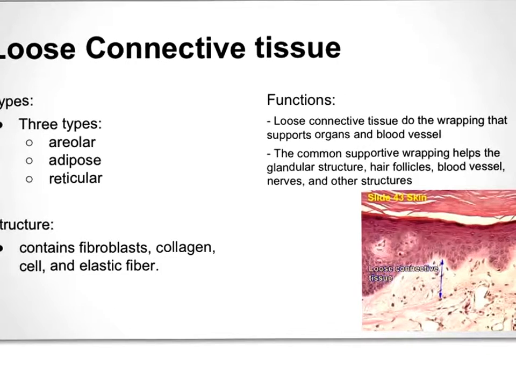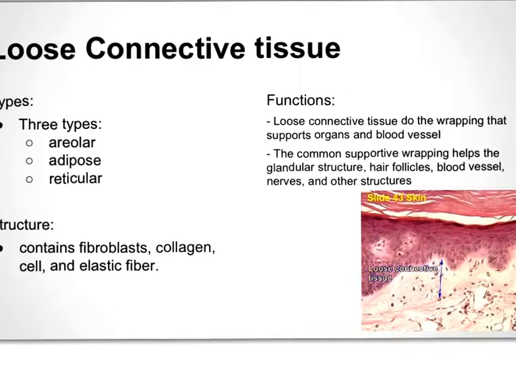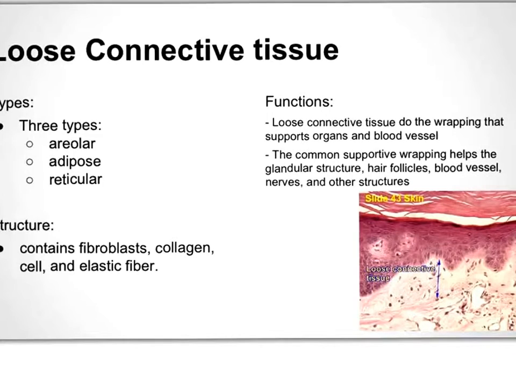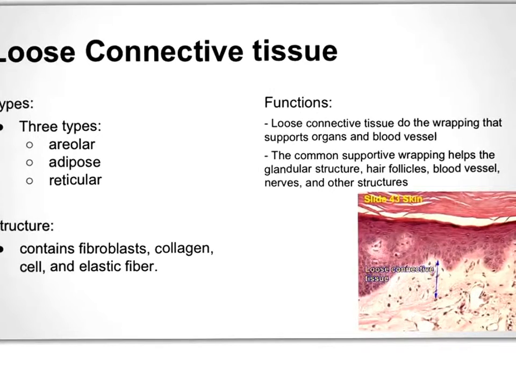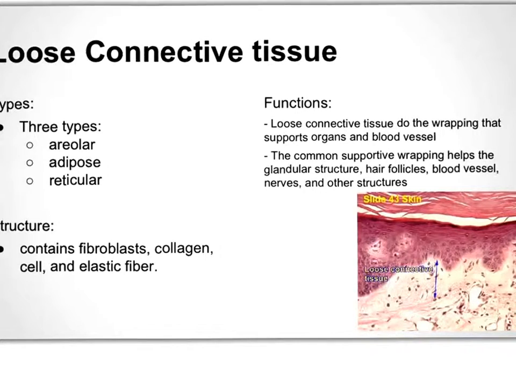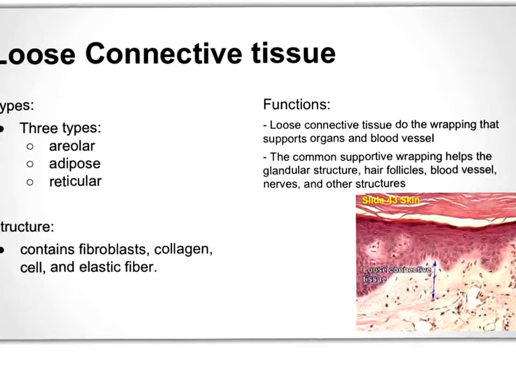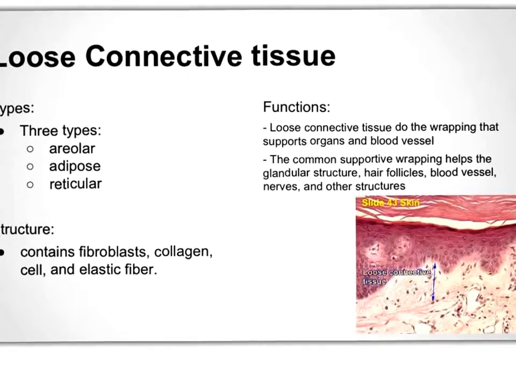Inside the connective tissues, there are fibroblasts, collagen, cells, and elastic fiber. Their job is to wrap and support the organs, stay together to make a good structure. They also support the blood vessels in the same way as they do in organs. They commonly do effective wraps around the glandular structure, hair follicles, blood vessels, nerves, and others.